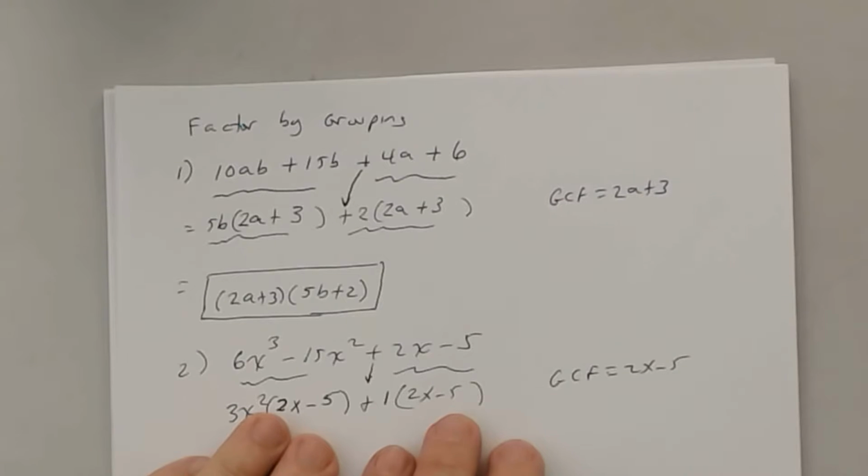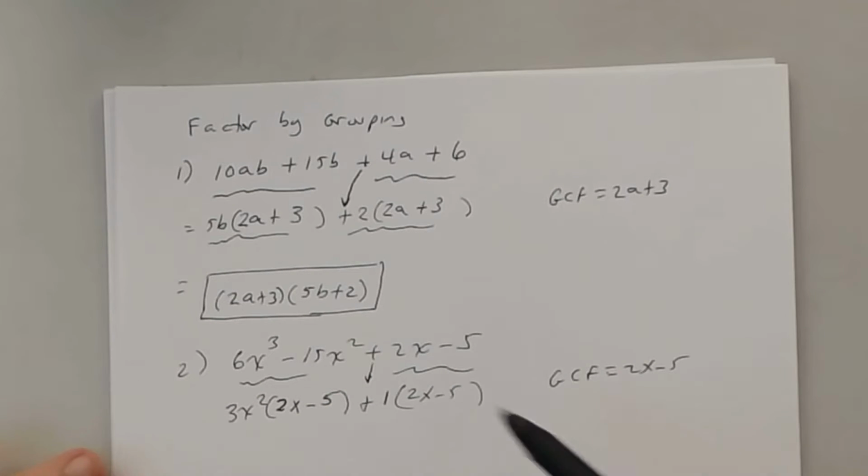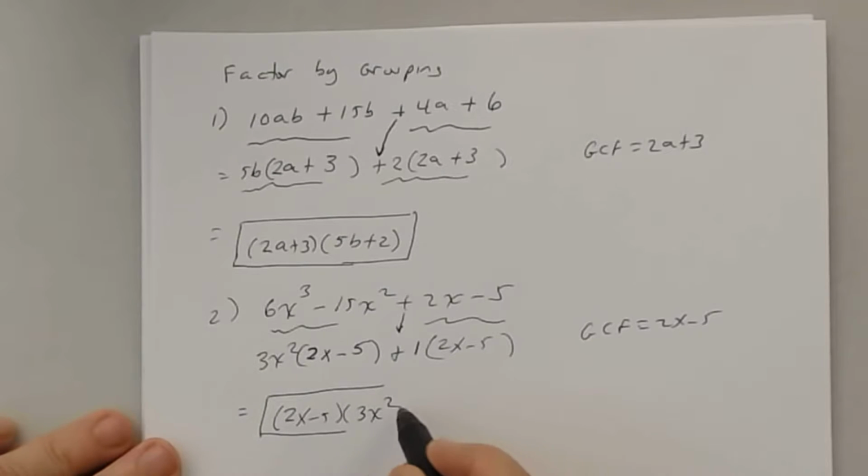All right. Okay, so my GCF is 2x minus 5, and then one more step and you're done. You factor out the 2x minus 5, and in parentheses, you're going to say 2x minus 5 times what? 3x squared plus 1. 3x squared plus 1. So there's your answer.